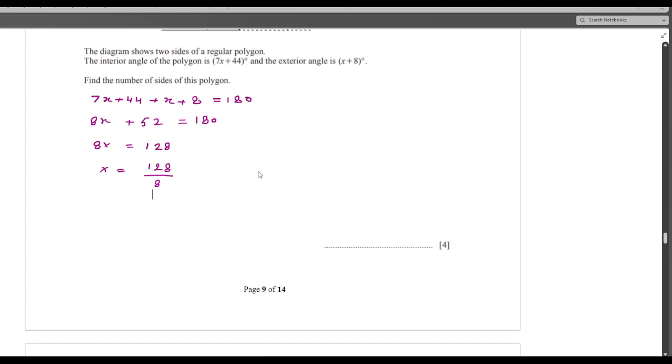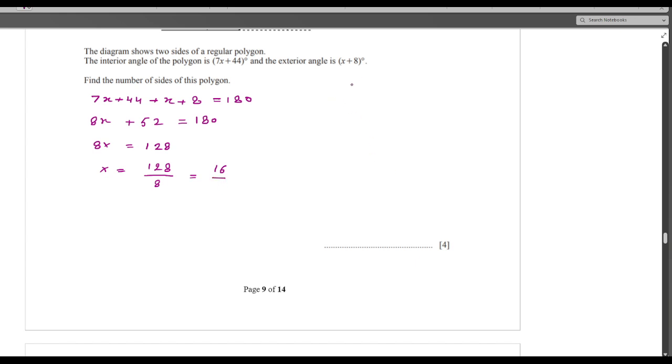Find the number of sides. So it is 128 divided by 8. Now with 4 you can cancel. With 8 also you can cancel. 8 times 1 is 8 plus 4 is 12, and 4 8s are 48. 8 6s are 48. So your x you get as 16.